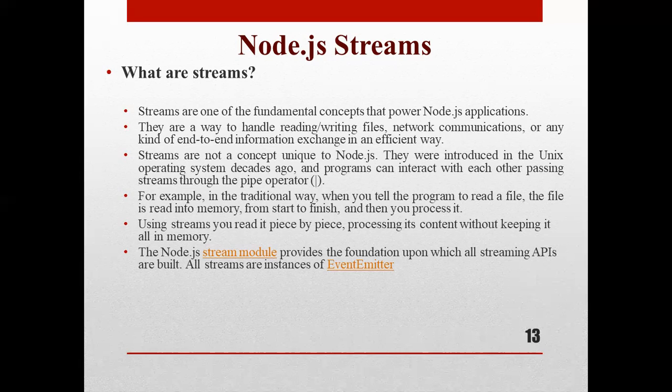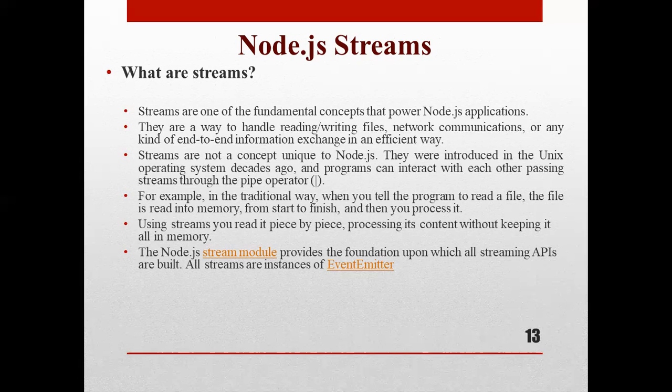Streams are not a concept unique to Node.js. They were introduced in the Unix operating system decades ago, and programs can interact with each other by passing streams through the pipe operator. In Unix, we have learned that by using the pipe operator, we are executing multiple commands or multiple operations. Similarly, we are using this concept as a stream in Node.js.